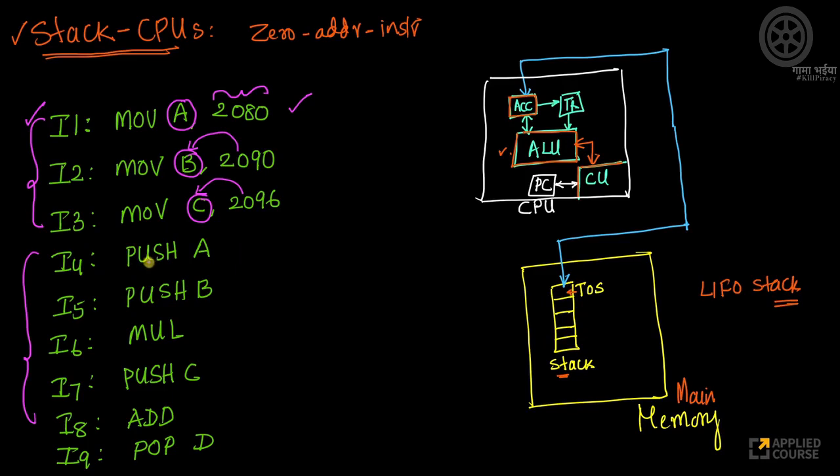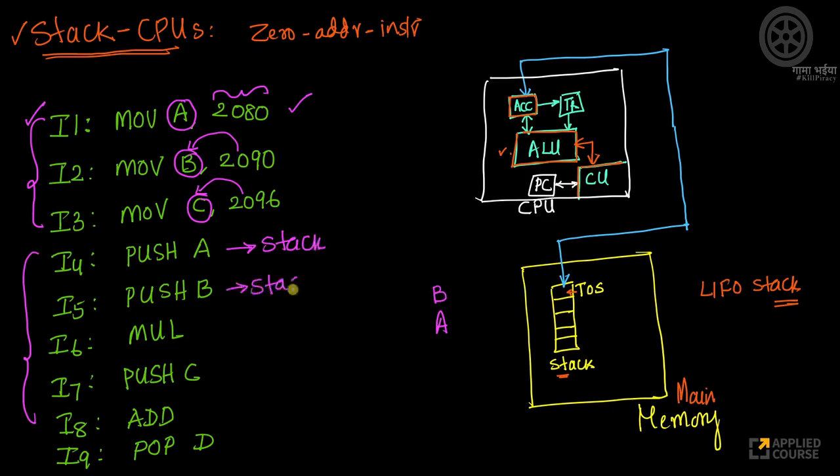So the first thing that I'll do is push A. Because there is only one unique stack associated with the CPU or with the ALU, push A basically means whatever data is in register A, we'll push it to the top of the stack. Initially my stack is empty, so I have only A in my stack. Then I say push B onto my stack. So B is also pushed. Look at this, this is a stack operation. Remember, push and pop are stack operations.